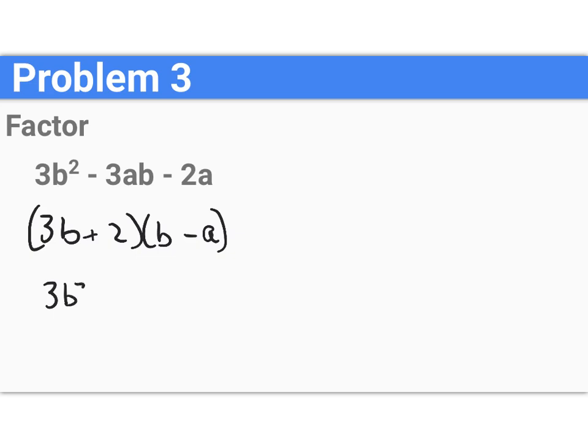First, 3B squared. 3B times B is 3B squared. Outers is minus 3AB. Inners is plus 2B. And then last is minus 2A. That leaves us a negative 1. Right. This doesn't work. This doesn't work either. I know I did it right. First, 3B squared. Outers minus 3AB. Inners 2B. That doesn't work.